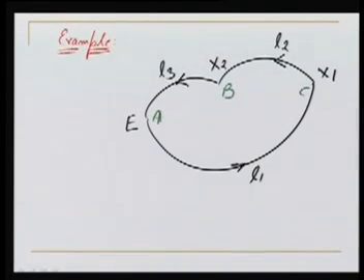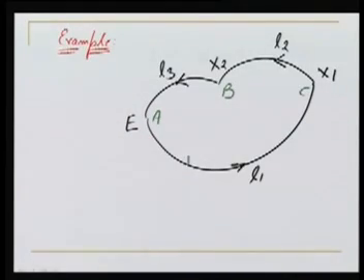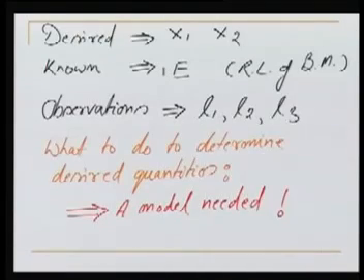Well, the observations are L1, L2 and L3. Because what all observations have we done here? We have observed the difference in RLs: L1 here, L2 here and L3 here. Okay, so what do we want to do? We want to determine X1 and X2 now.